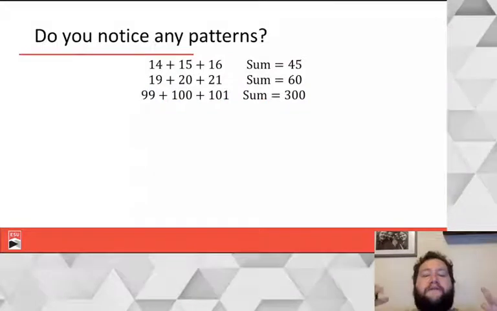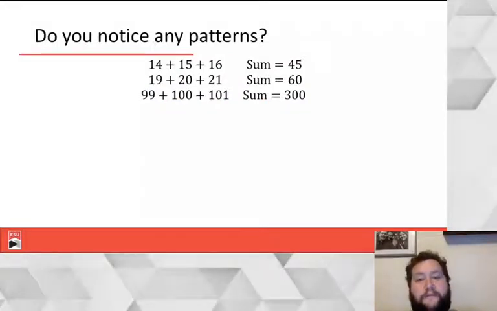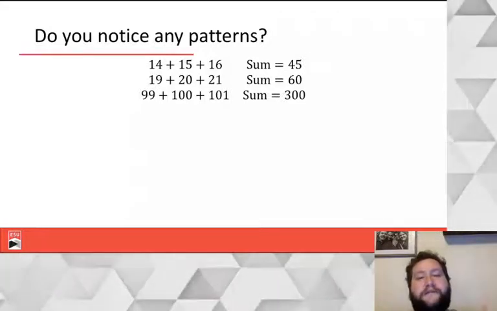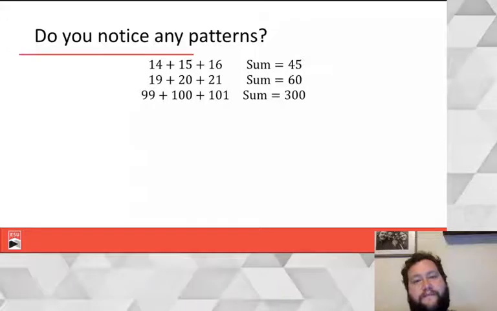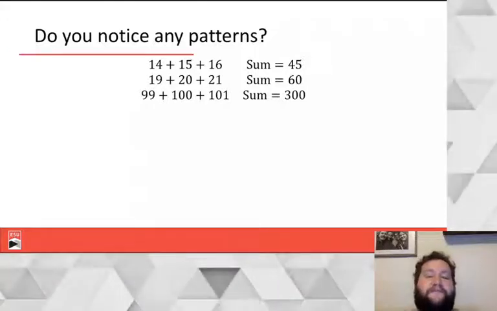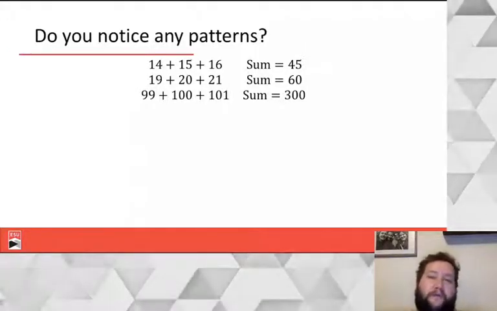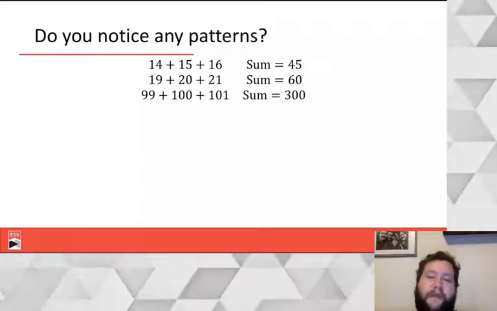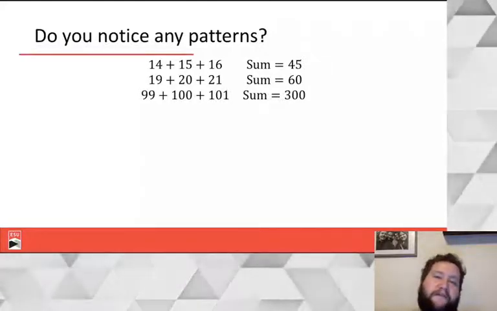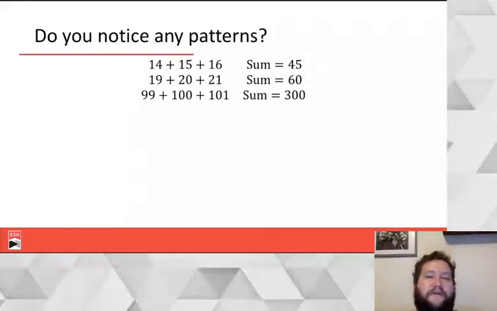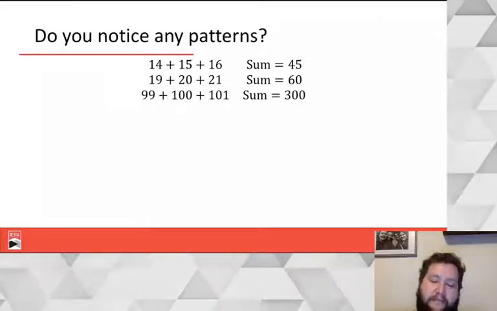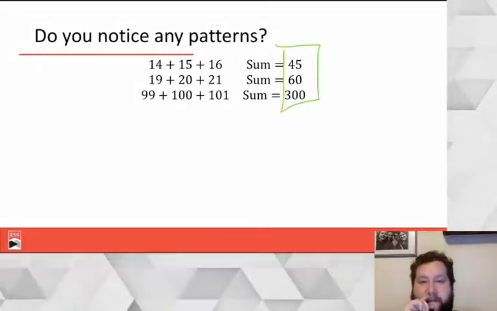So we can look at patterns in shapes, we can look at patterns in numbers, but we can also look for patterns in operations. So here we have 14 plus 15 plus 16, and it says the sum is 45. And then I have 19 plus 20 plus 21, whose sum is 60, and 99 plus 100 plus 101, whose sum is 300. So the question is, do you see any patterns? You need to pause and take a second to look at this. Do you see any pattern between the sums and some part of these sums on the left?